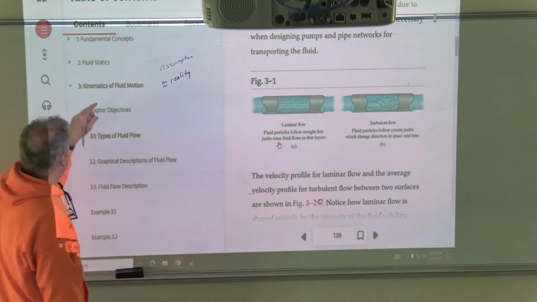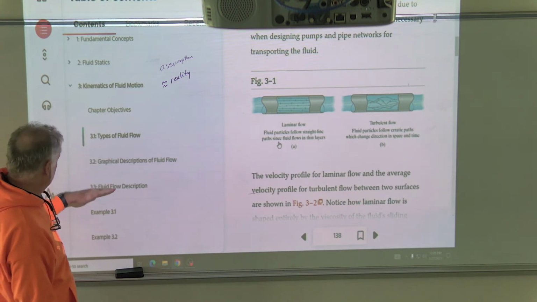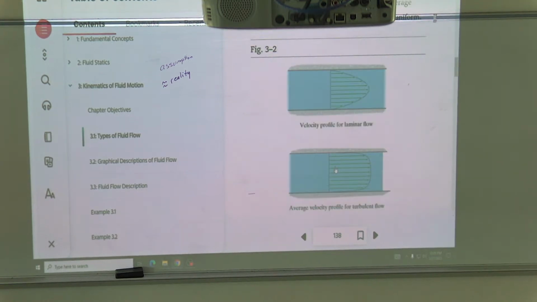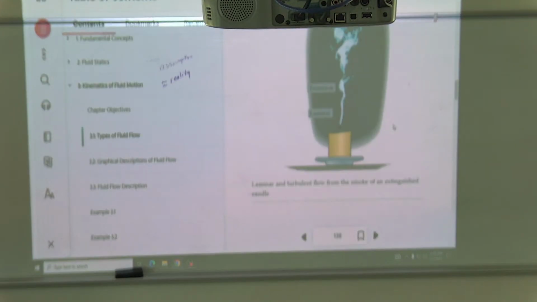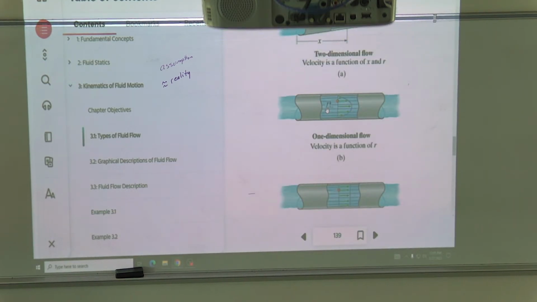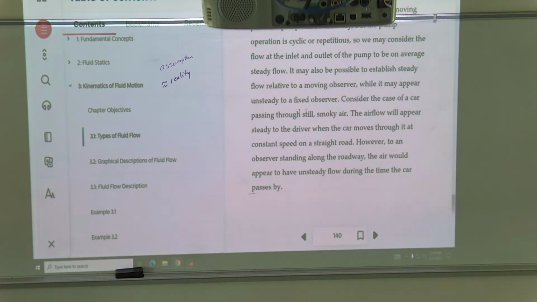So in this whole chapter, he talks about types of fluids, graphical representation, flow description. It becomes more nebulous, and you have to really understand what's going on to make these assumptions. So he goes in here, there, average turbulent flow, laminar flow, classifications of flow. The thing is, he gets to this point where there are general descriptions.